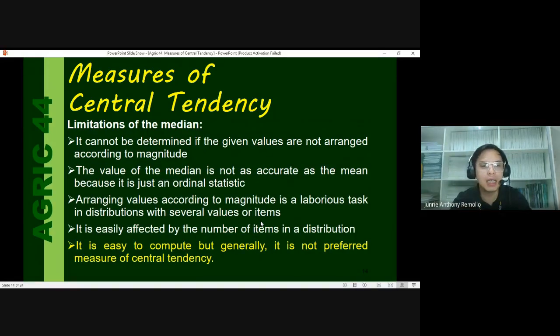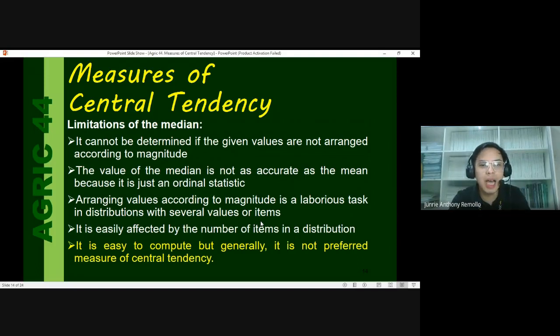Limitations of the median: it cannot be determined if the given values are not arranged according to the magnitude. Especially in a typical problem, one of the competency skills is to allow you to analyze such problems. And based on what I've said, if you encounter problems that require the value of the median, then I'm giving you a hint that you arrange it in an increasing order.